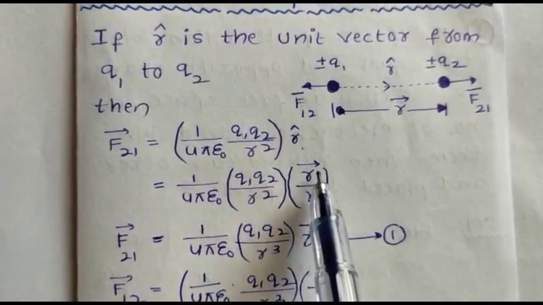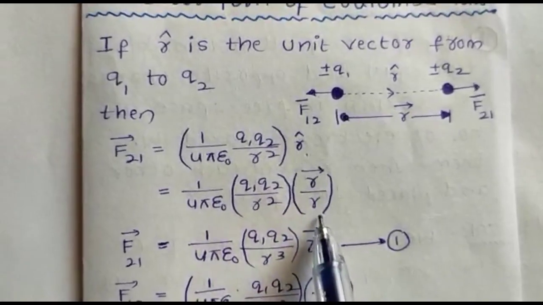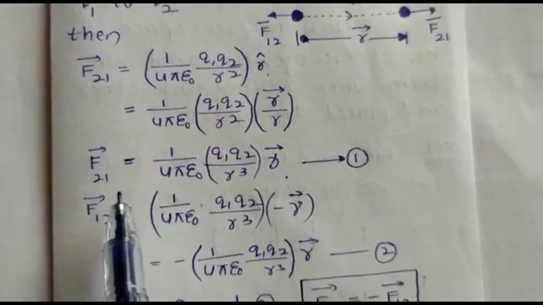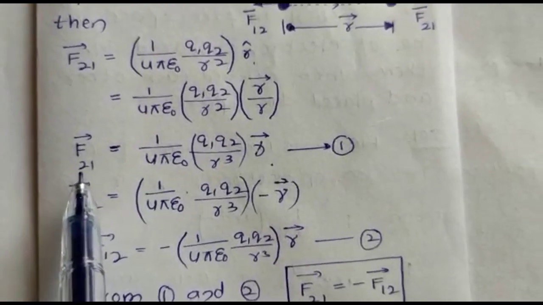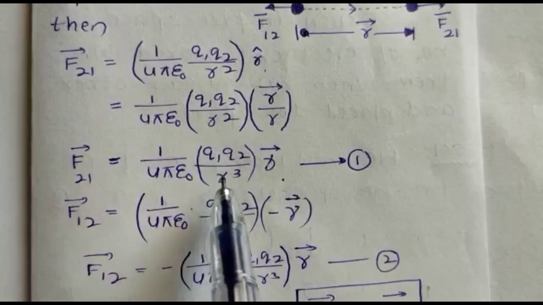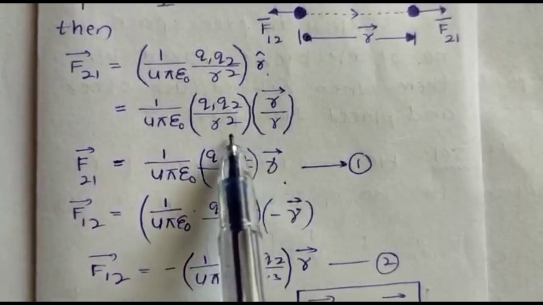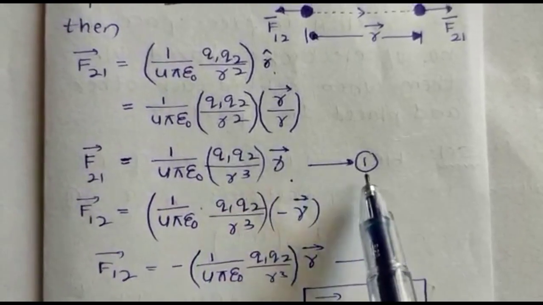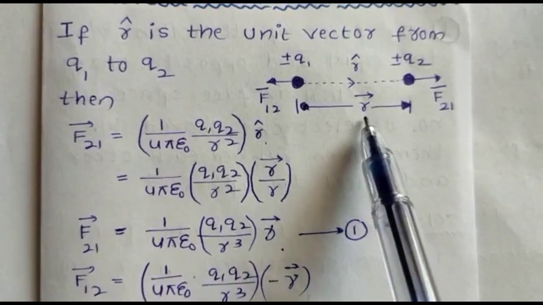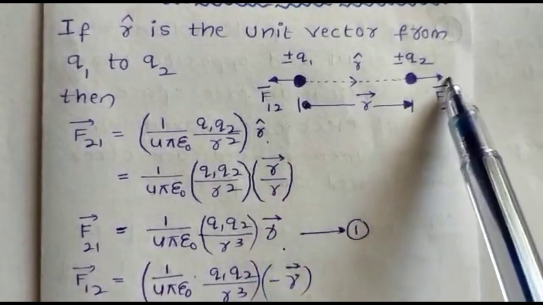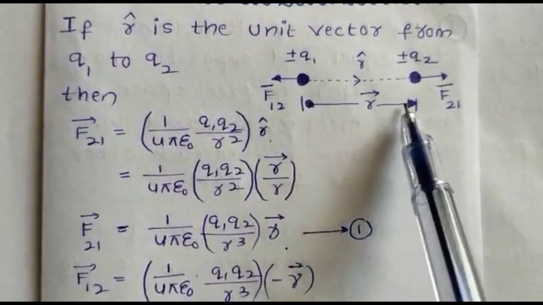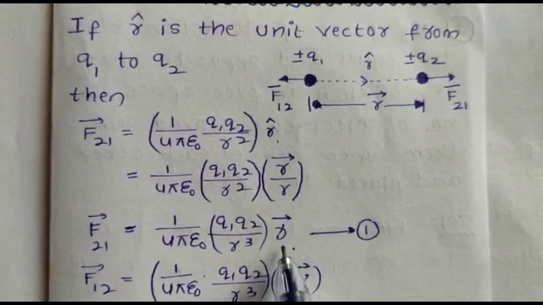R cap is equal to the given vector divided by its magnitude. R is the distance between the two charges, or the magnitude of the position vector. Therefore the force on the second charge by the first charge is equal to 1 by 4 pi epsilon naught Q1 Q2 by R cube into R bar, since R into R square becomes R cube. Let's suppose this is equation number 1. Similarly, if you see the diagram, this R bar is acting in the same direction as F21. F21 direction is this side and R bar is also this side only. Therefore I have taken the plus sign here.